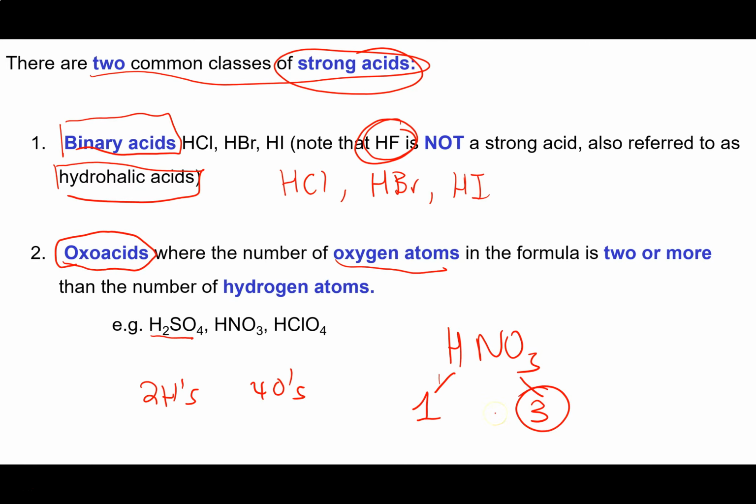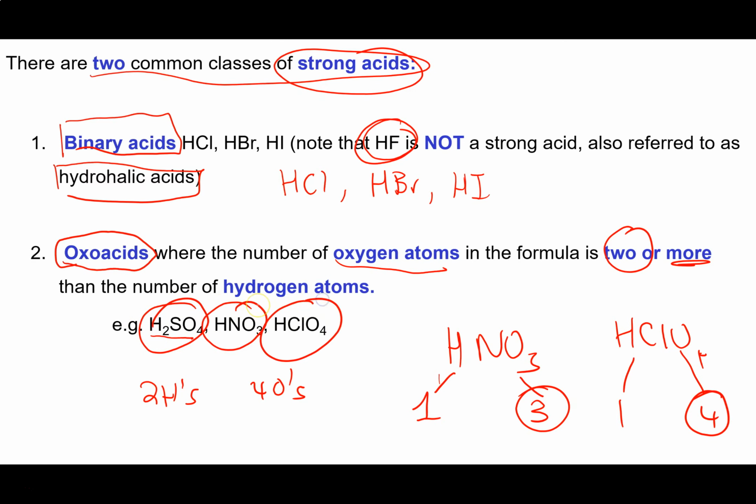So again, we've got 2 more oxygens than hydrogens. Or perchloric acid, HClO4, where we've got 4 oxygens and only the 1 hydrogen, so we've got 3 more oxygens than hydrogens. So as long as you've got 2 or more oxygens than hydrogens, it's going to be strong. So you need to be able to tell from the formula of an oxoacid whether it is strong or not. For the binary acids, all you really can do is memorize these 3.